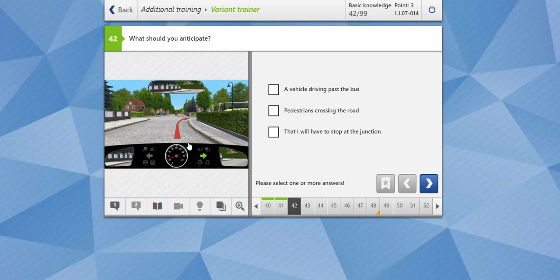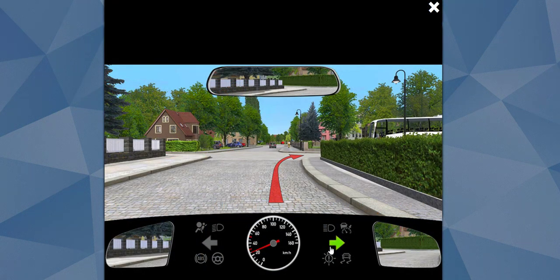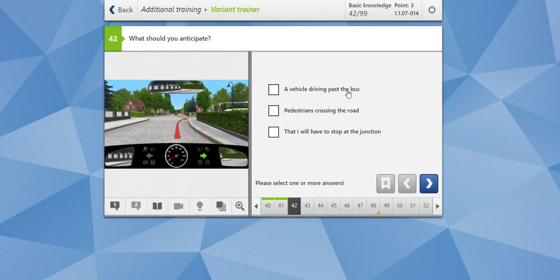What should you anticipate? So if you look over here, we want to turn towards the right, and we have already given the signal. But there is a bush, so it's difficult to see what's behind the bush. And then there is also a bus. A vehicle driving past the bus? Yes, this option is correct because you are unable to see the vehicle because of this bush. Pedestrian crossing the road? Yes, this option is also correct.